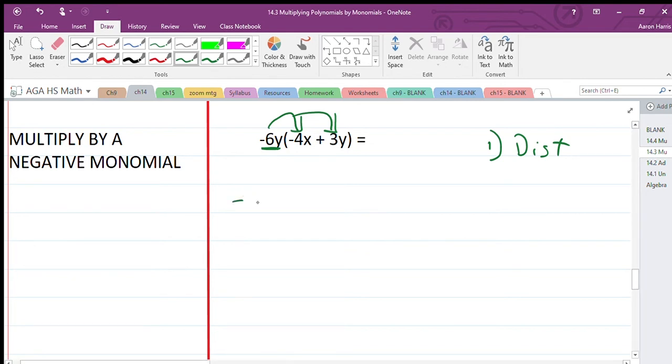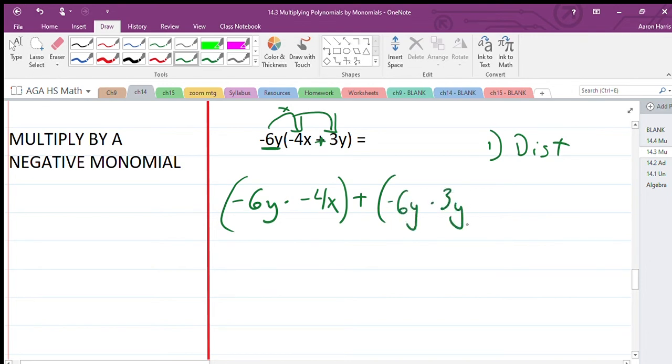So I have negative 6y, and what am I going to do? Multiply it by what? A negative 4x. Then I'm going to add. Add what? Negative 6y times 3y. Can I simplify those? Yes, I can. How do I do that? I multiply the coefficients first. So a negative and a negative is a positive. Okay? So I get positive 24. And then I multiply the y and the x. So I'm just going to go ahead and switch it right now. I'm going to put x and y. Okay?